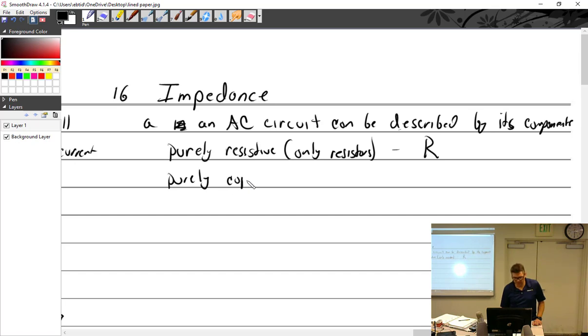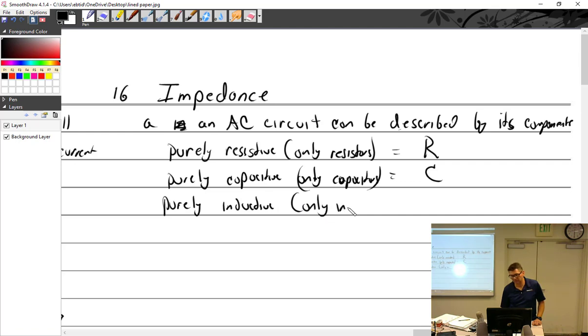So purely capacitive, which is only capacitors, then it would have a C. And if it's purely inductive, which is only inductors, then it's an L circuit.